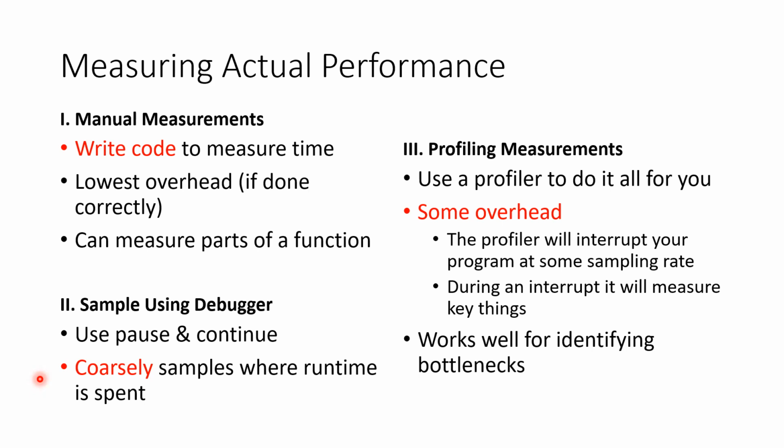To measure performance, the first method is to manually measure it, which means you write code to measure the time. You can measure parts of a function or a whole function, and you can look at the measured times and see which one takes longer. And this is a lot more accurate than your stopwatch.